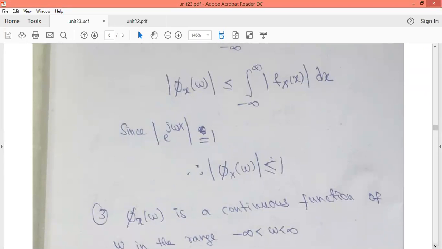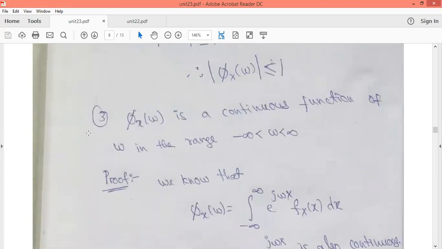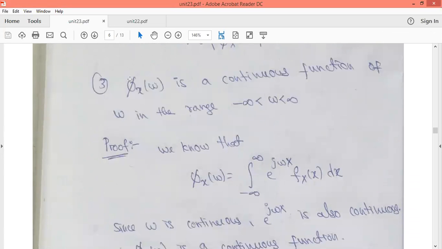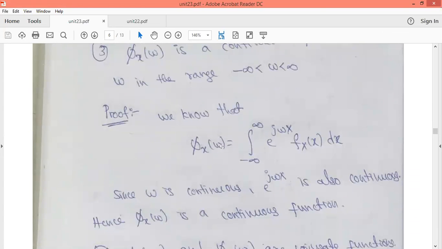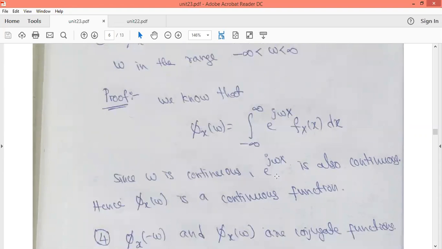Now we see the third property. The third property is that phi x of omega is a continuous function of omega in the range minus infinity less than omega less than infinity. We know that phi x of omega is the integral from minus infinity to plus infinity of e power j omega x fx of x dx. Since omega is a continuous variable, e power j omega x is also continuous. That is why phi x of omega is a continuous function.